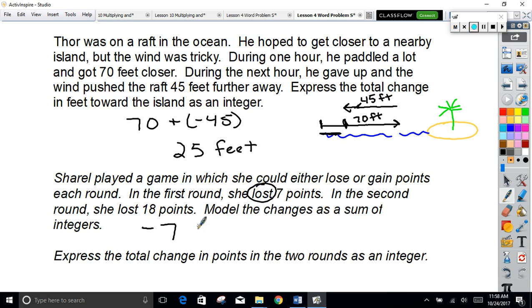Good. Plus negative 18. And how do you know it's negative 18? Because she lost another 18 points. Good. Okay, then what would the total change in points be, Rochelle? Negative 25. Good. Negative 25. And what would your units be? What word would I put here? Negative 25 of what? Points. There you go. Points.